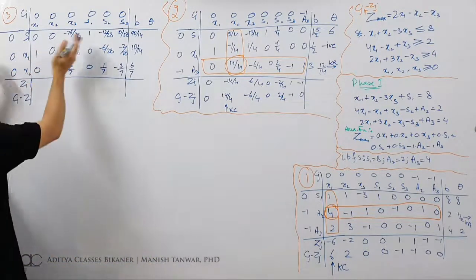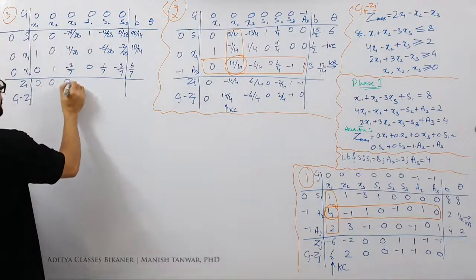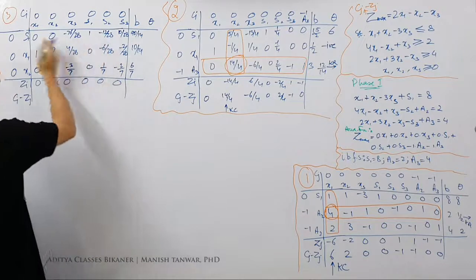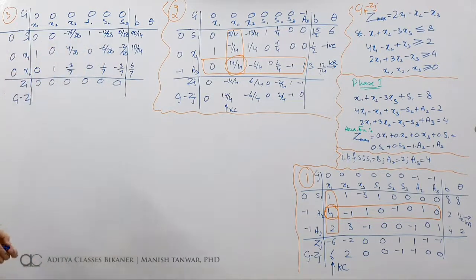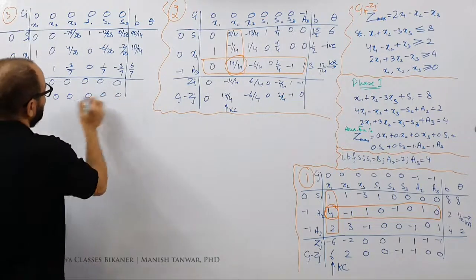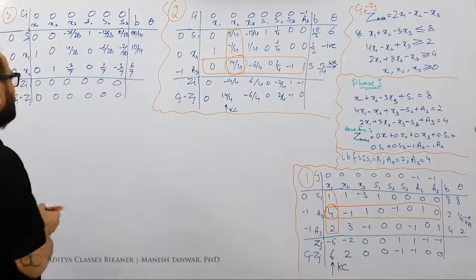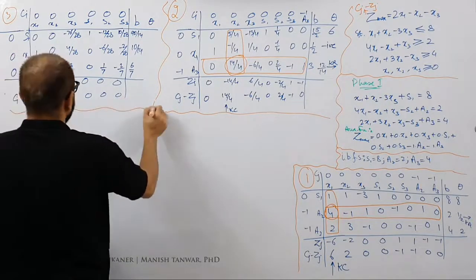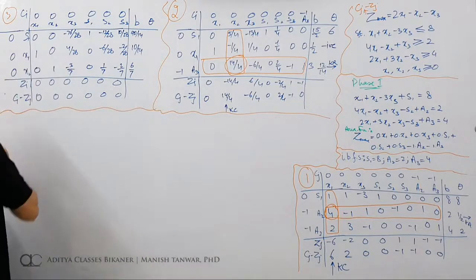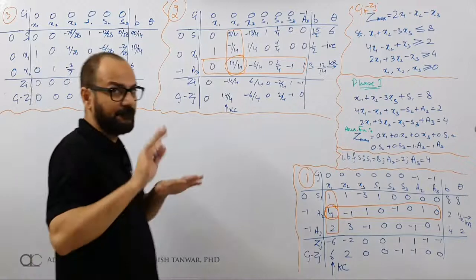What are ZJs? Columns multiplied by contributions. Everything will be a 0. Why everything is 0? Because they'll get multiplied to zeros. CJ minus ZJ, 0 minus 0. Net evaluation is completely 0. When net evaluation row is 0, we say that we have reached optimization, optimum solution in first phase.